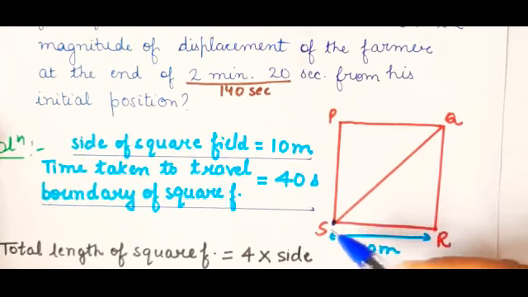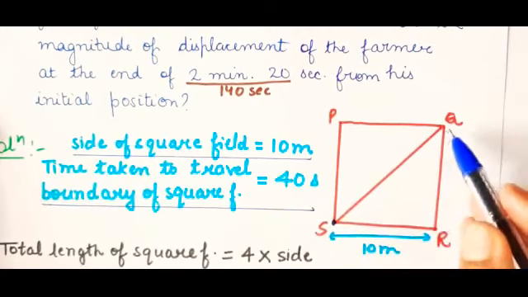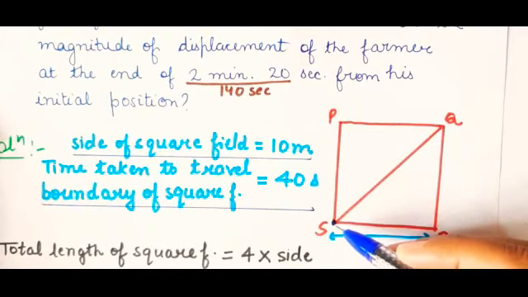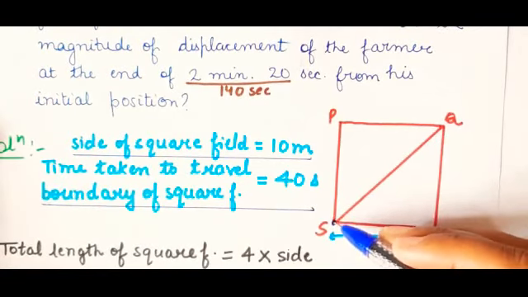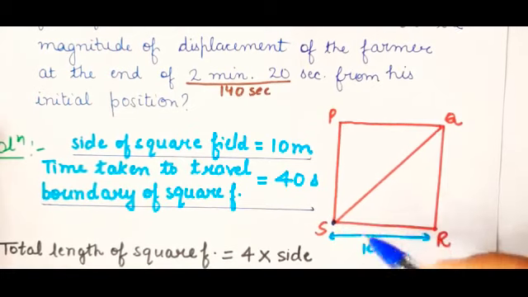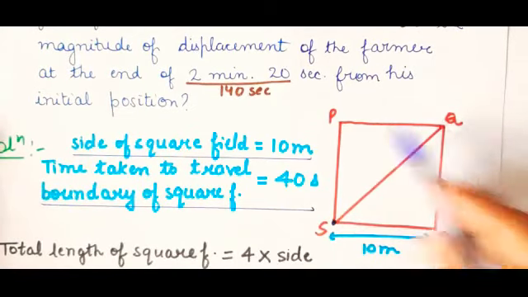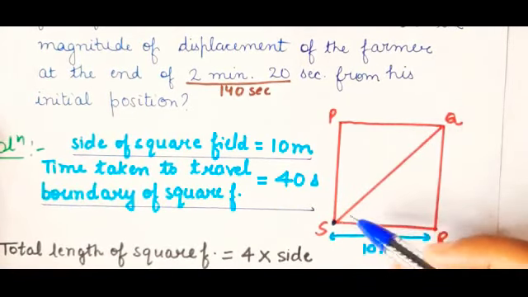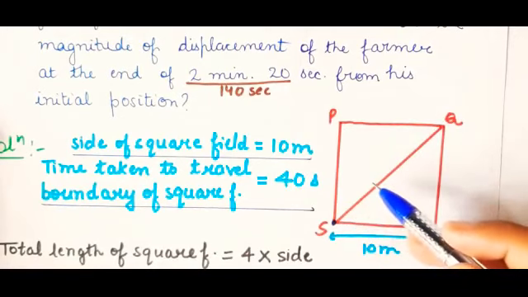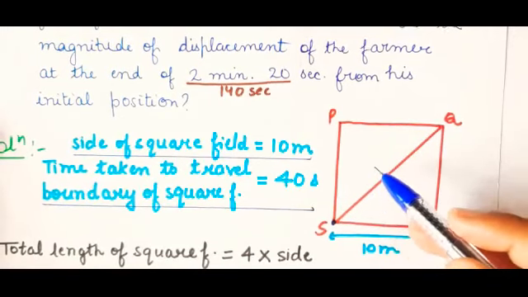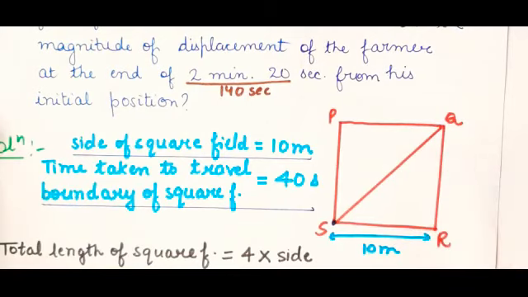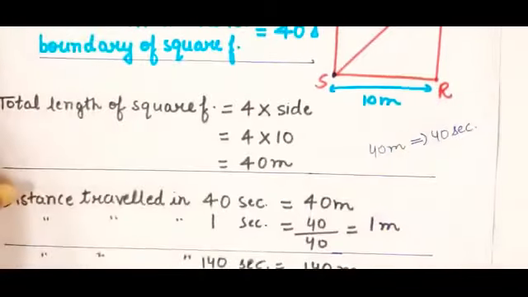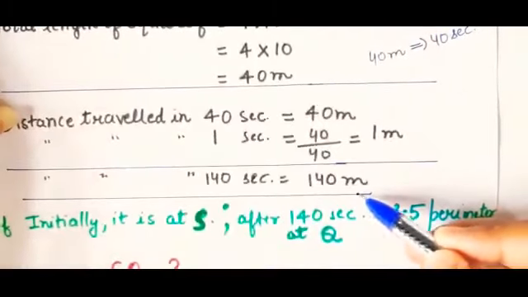So 10 plus 10 plus 10 plus 10, that will be 40 meter. That is 1 round. Again 10 plus 10 plus 10 plus 10, 40 plus 40, 80 meter, 2 rounds. Again 40, so 40 plus 40 plus 40, 120 meter in 3 rounds. And you need to calculate for 140 meter.